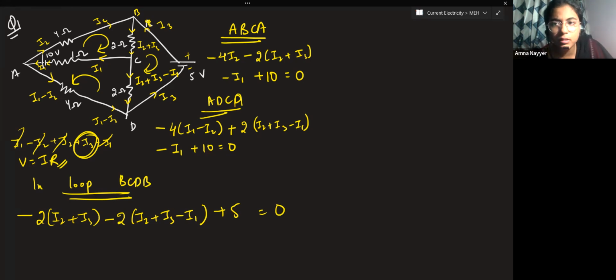Fahad, any doubt? Ma'am, we are just adding voltage. We are not adding I3. No, we are just adding voltage. See, using Kirchhoff's first law, the current law, we distributed all the currents. Whatever current entered the junction left the junction. Remember? See, we did this, no? This calculation we did. How to find out.